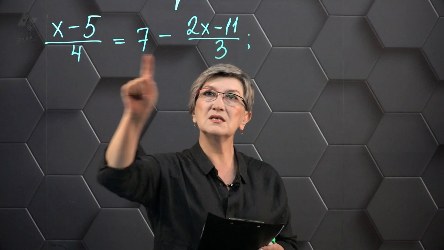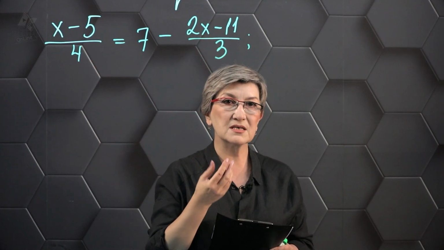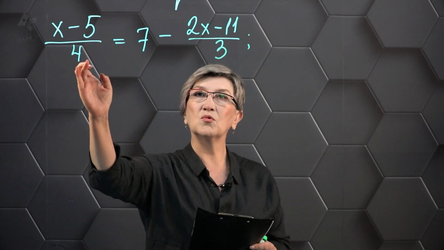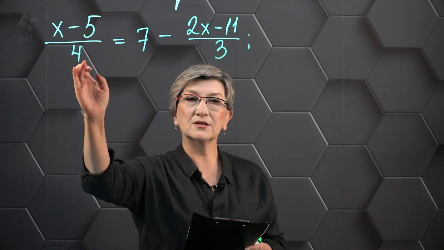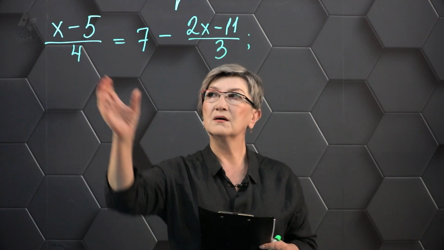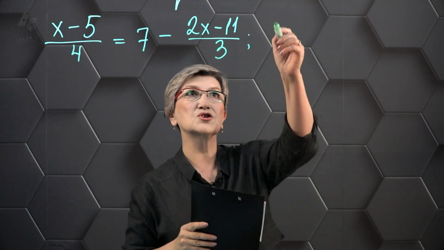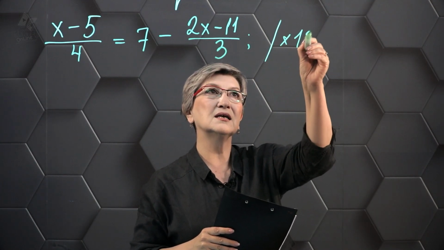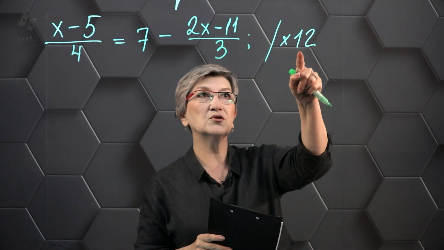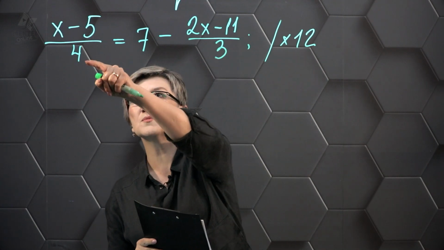Why? When you see an expression with a denominator in an equation, it is desirable to get rid of those denominators. What do we need to do this? To do this, we will find the common denominator for the numbers 4 and 3. What is this number? It's 12. And then I will multiply each summand by 12. Why 12? Because 12 we can divide by 3 without a remainder, and 12 we can divide by 4 without a remainder.